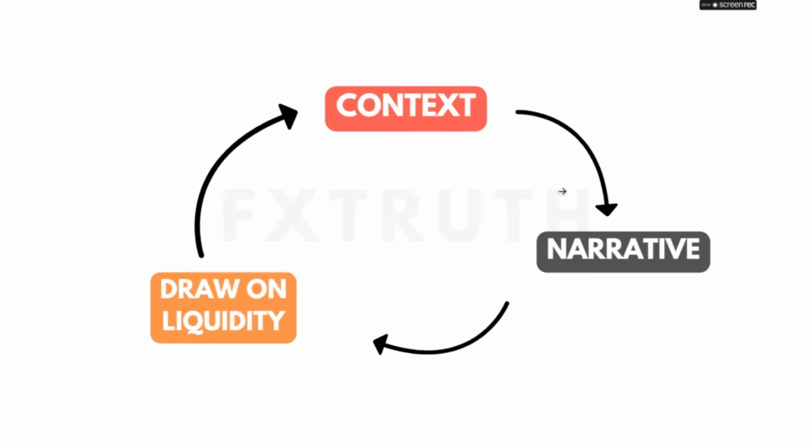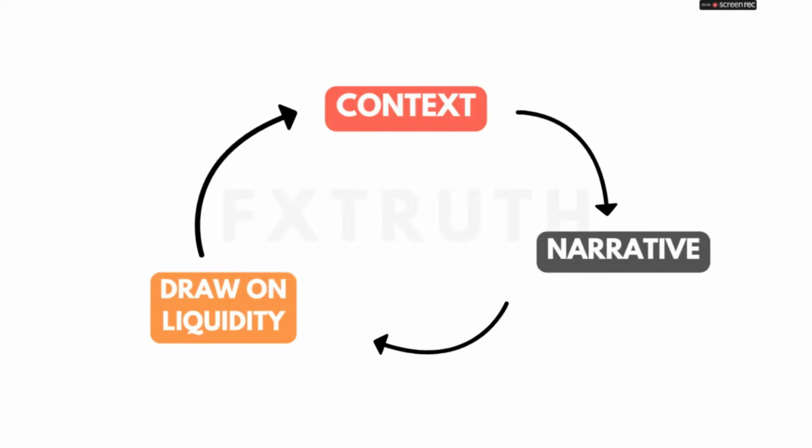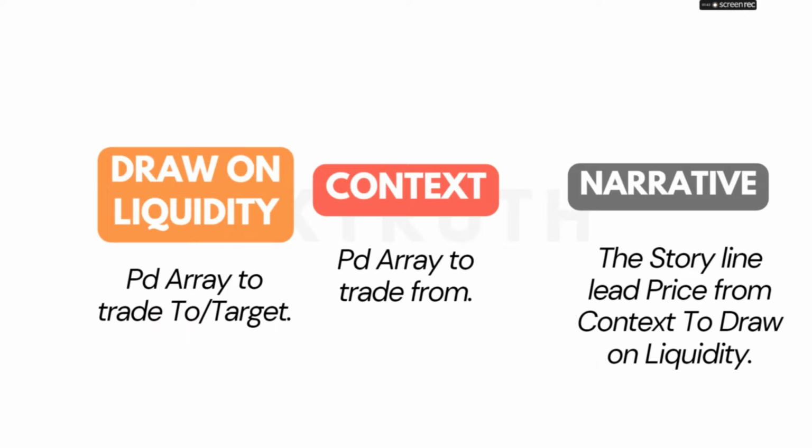So looking at this particular PDF right here, this is all you need to be able to identify ICT Daily Bias profitably. So in summary, this is entirely all we need. We need drawn liquidity, which is where we're going to be targeting, the context where we're going to be trading from, and the narrative, which is going to be the price delivery, the market structure, the entire storyline moving from context all the way to draw on liquidity.